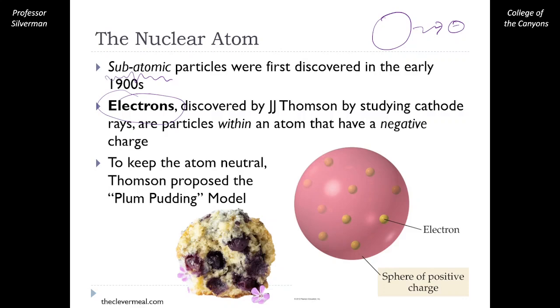Thomson's proposal for how our atoms actually looked was this plum pudding model. You can think about it like a blueberry muffin here, where we have our negative electrons, these little blueberries or plums in our muffin, and we have our positive part, which is all of the cakey, doughy part of our muffin.